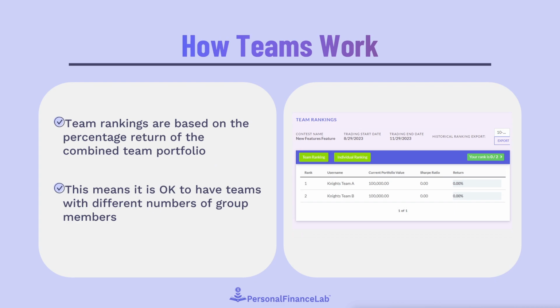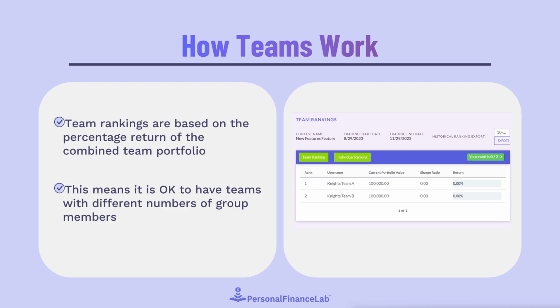Team rankings are based on the total portfolio return of the combined team portfolio. This means, for example, if you have one team that has 2 members and another team that has 3 members, the ranking still works out just fine because it's based on the total return they have, not just the fact that team A has more cash than the other.